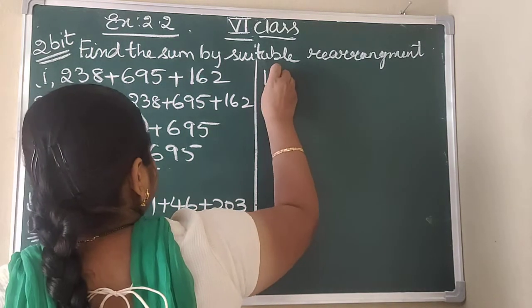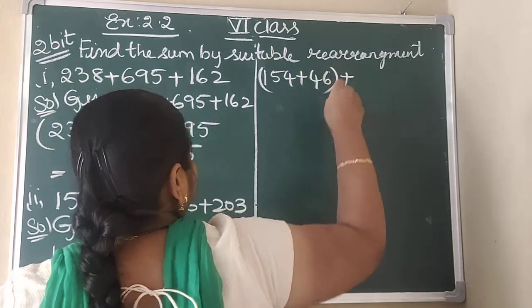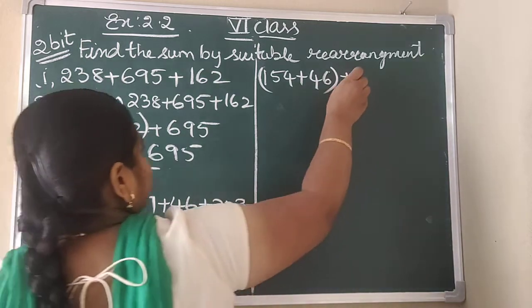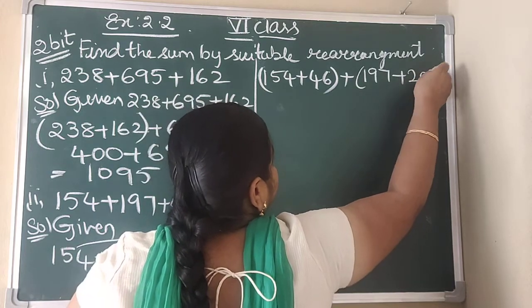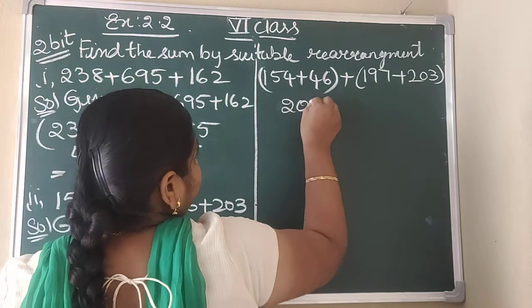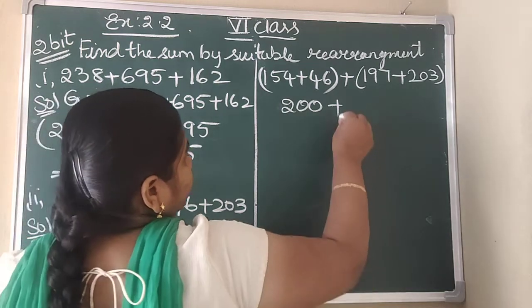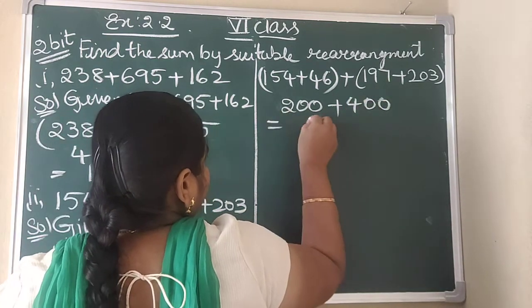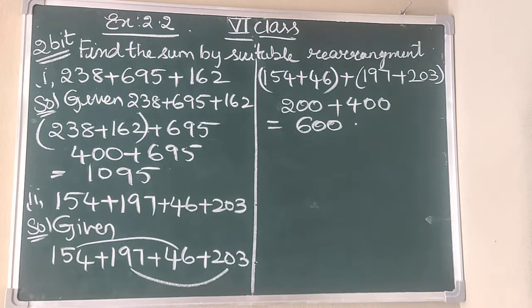So how to write this? 154 plus 46, plus these two we are bringing together, that is 197 plus 203. So 154 plus 46 will be equal to 200, and 197 plus 203 will be equal to 400. So 200 plus 400 will be equal to 600. In this order we have to rearrange the given numbers. This is our first question.